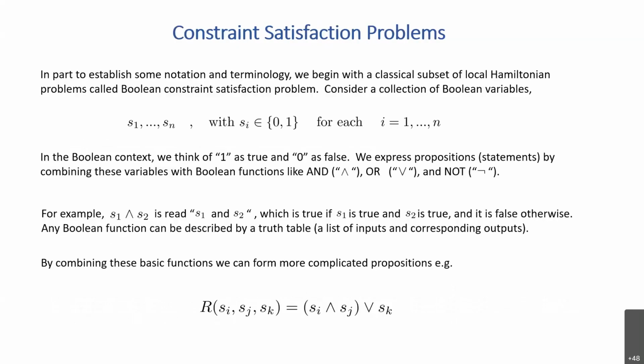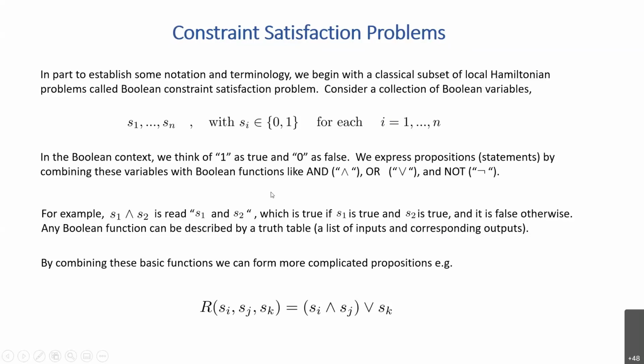Okay, so to get there, I want to talk a bit about these constraint satisfaction problems. This notation will also be pretty important to us throughout this first part of the lecture. So let's consider some collection of Boolean variables here, S1 through Sn, where each Si, again, is just a bit. We can think of, when the bit is 1, that's true, and when the bit is 0, that's false.